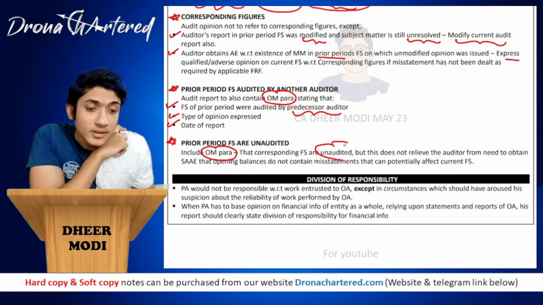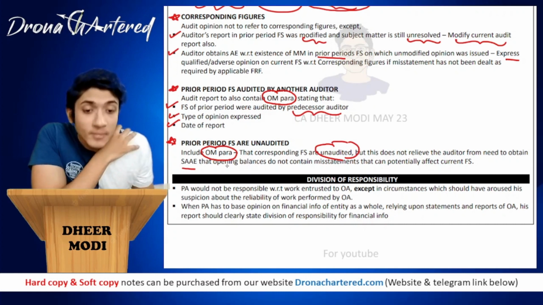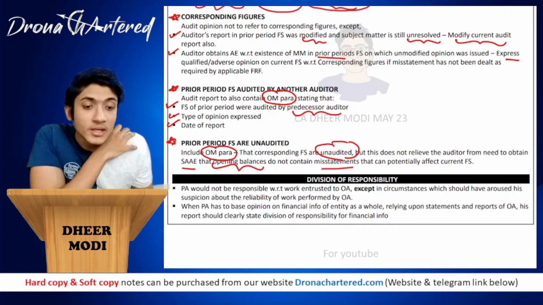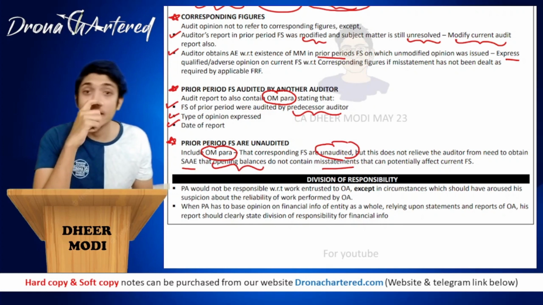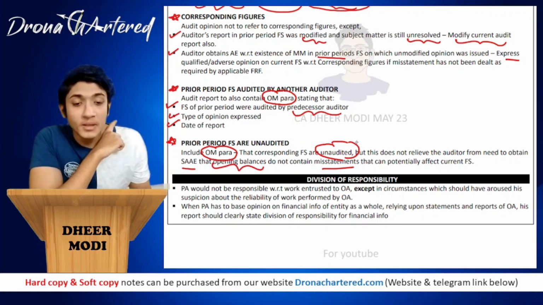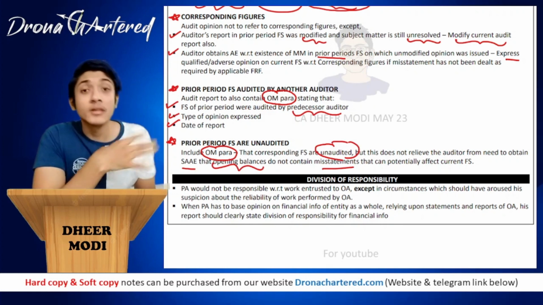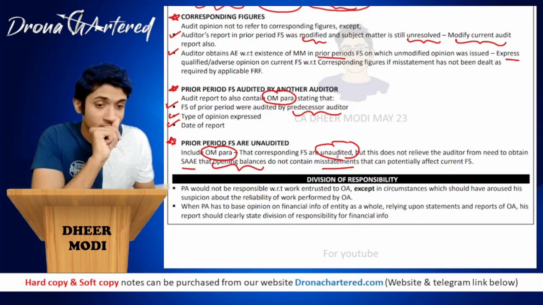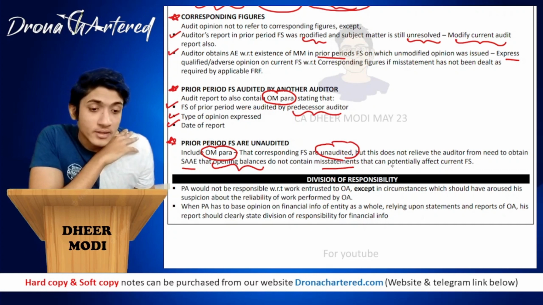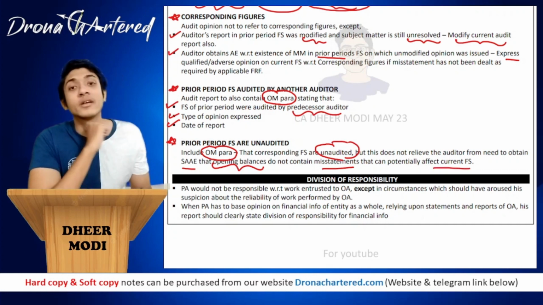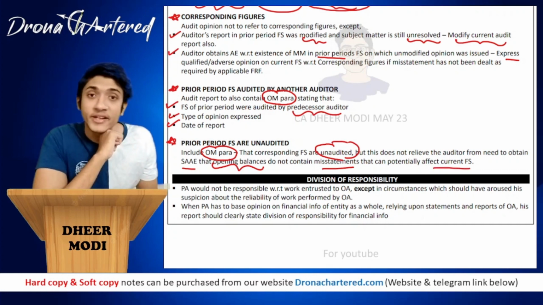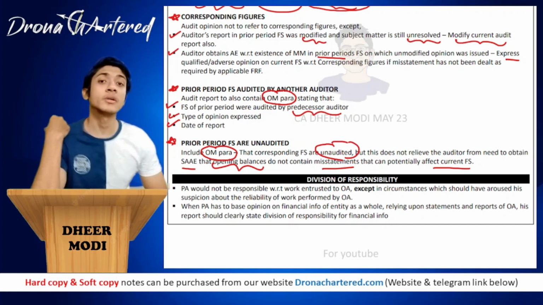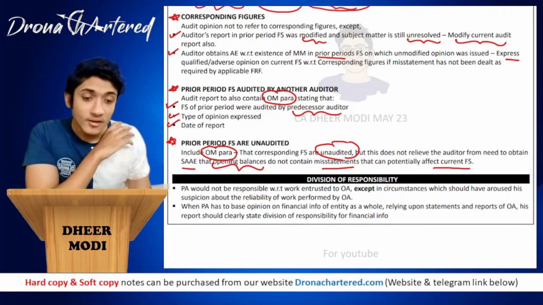Okay, but this does not relieve the auditor from the need to obtain sufficient and appropriate audit evidence that my opening balances do not contain misstatements. So we have also done initial audit engagement with regards to opening balances. It is still the auditor's responsibility that my opening balances are not misstated, and that they will not have any potential effect that will affect my current financial statements. So it will still be the auditor's responsibility with regards to my opening figures.